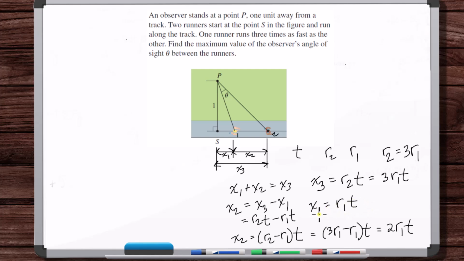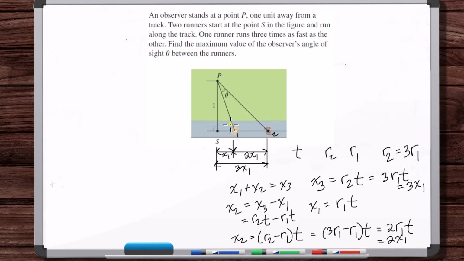So x1 is r1t. There's x1. What is x2? 2r1t, 2x1. You see? What is x3? 3r1t, 3x1. So there you go. There's the relation. This is 2x1. This is 3x1. There we go. Okay, great. Now we're in business.